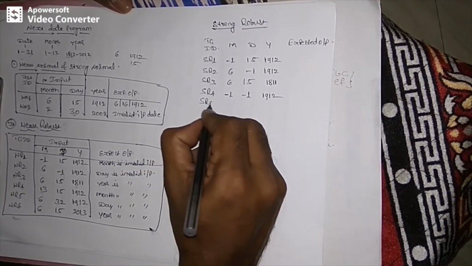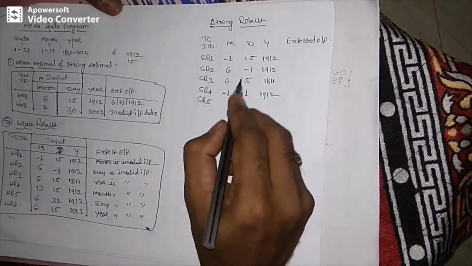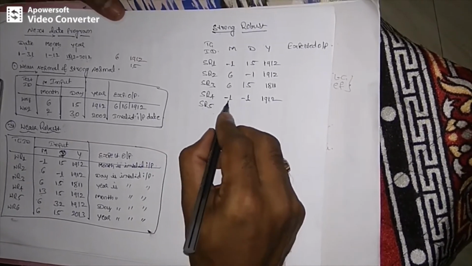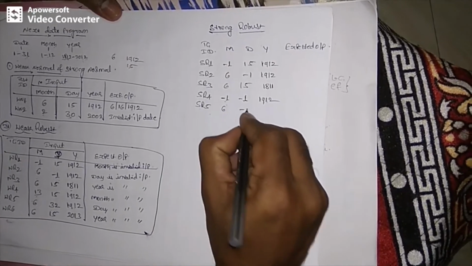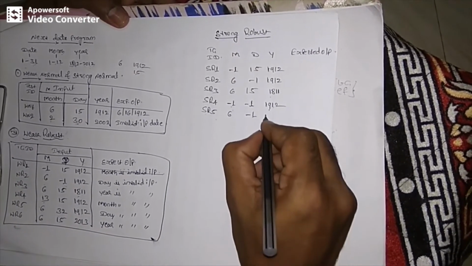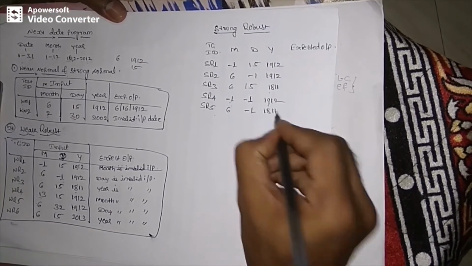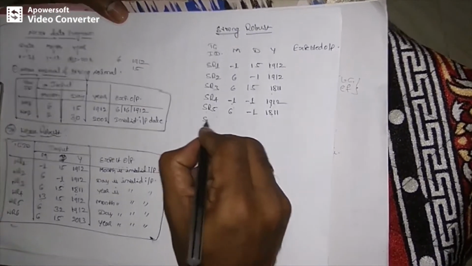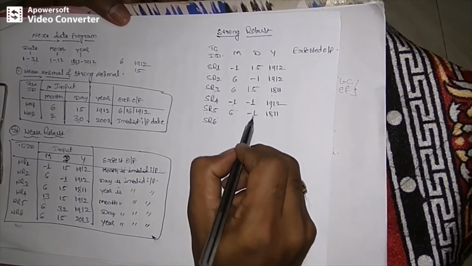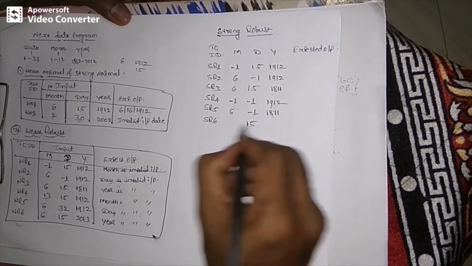Then SR5. Next test case: now next time these two will be invalid and this will be nominal. To make this one invalid, the value will be 1811, not -1. Next SR6. Next time these two will be invalid. This will be nominal.